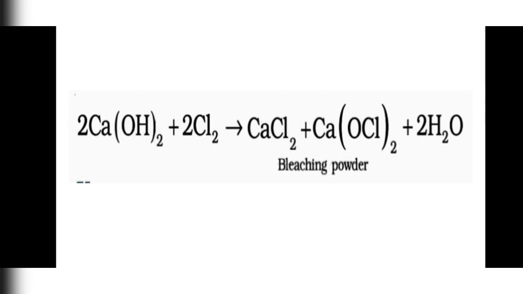Okay, so you'll get a hypochlorite here. Fine. So this calcium hydroxide is used in the preparation of mortar, a building material. Then it is used in whitewash due to its disinfectant nature.